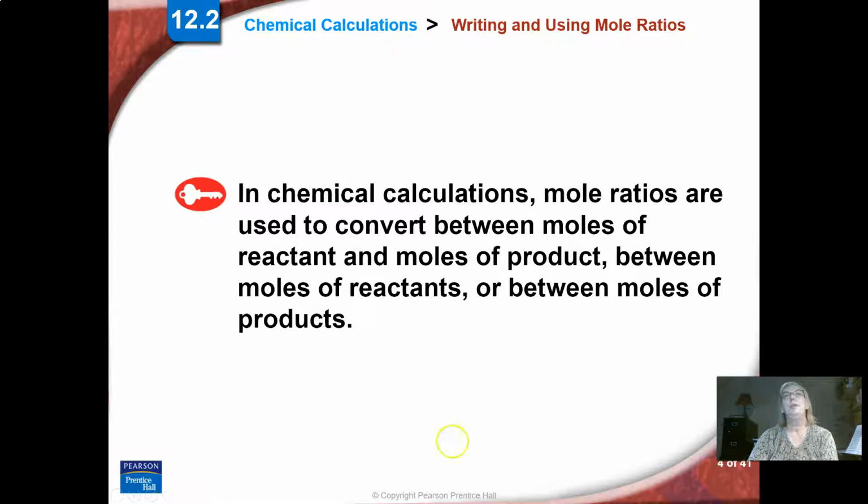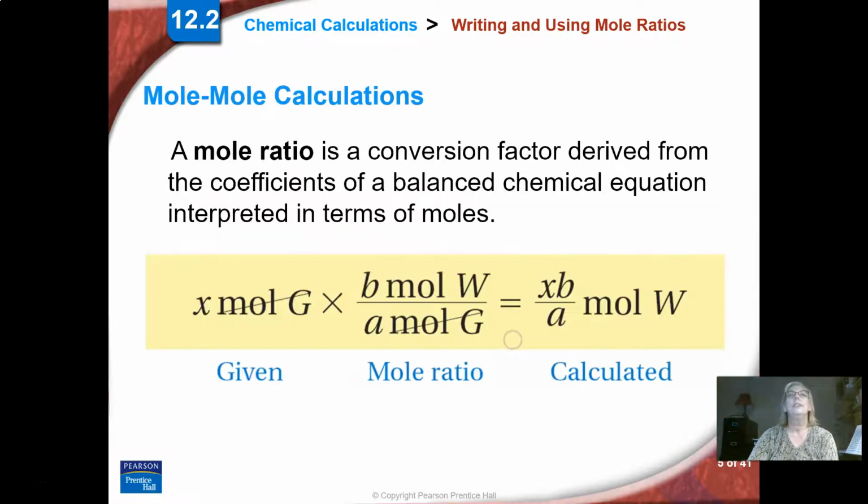We're able to use mole ratios to change from one thing to another in the whole balanced equation. It will help us figure out how many moles of reactant we need to make a certain number of moles of product. Mole ratios are the coefficients in front of a molecule or an atom in a balanced equation. That's why we always have to balance first.